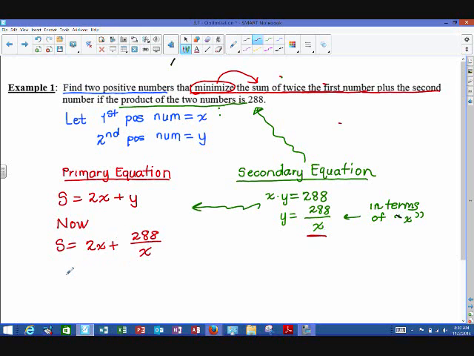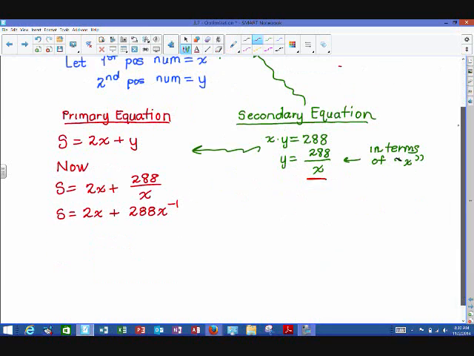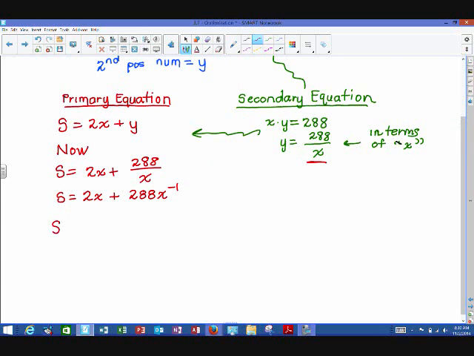Not a big fan of the way that this is written in terms of getting ready to take the derivative, so easy fix there. We can call this 288 over x, 288 times x to the negative 1. Now I think we are all set to take a derivative. So s prime, or s prime of x, if you want to be more specific, would be 2. And then the derivative of this guy will allow the negative to come out in front. We would have 288 times x to the negative 2 power, which could also be rewritten to save time as 288 over x squared.